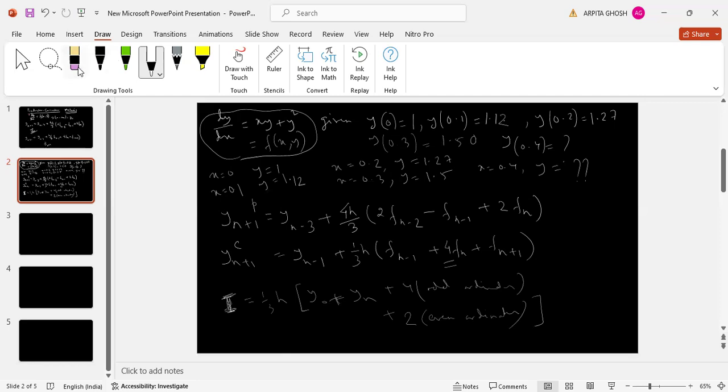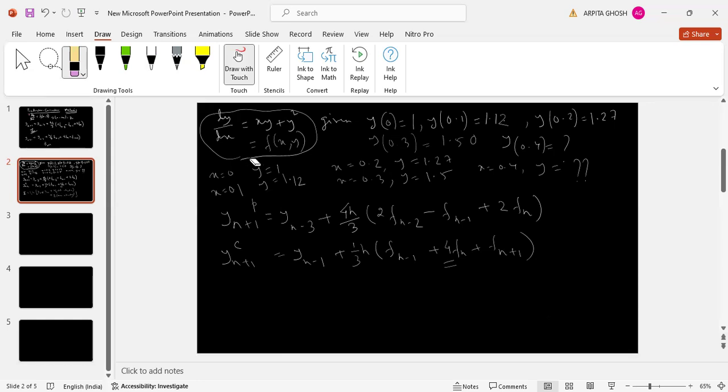from this Simpson's 1/3 rule. This corrected formula, corrector formula, we get it from Simpson's 1/3 rule. We integrate the expression for dy/dx with respect to x, and using Simpson's 1/3 rule we get the corrected formula. Okay, and for the predicted formula also we use the integration method, but that is not in your syllabus, so we don't need that.